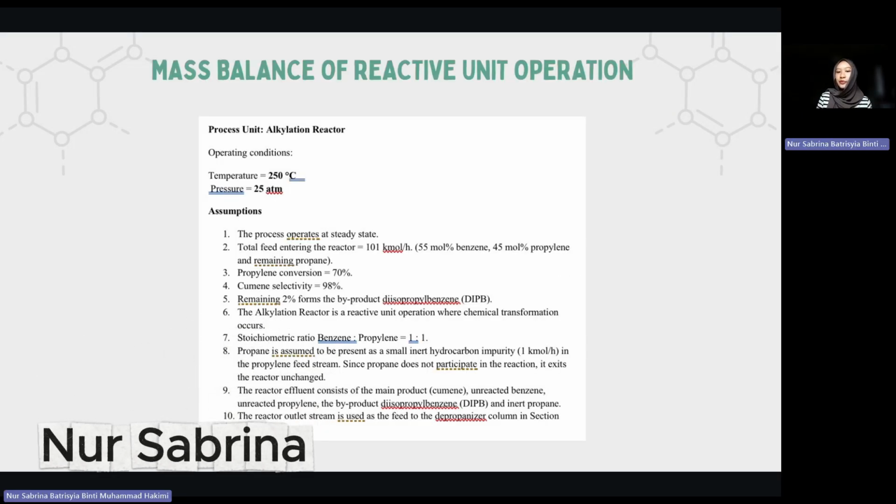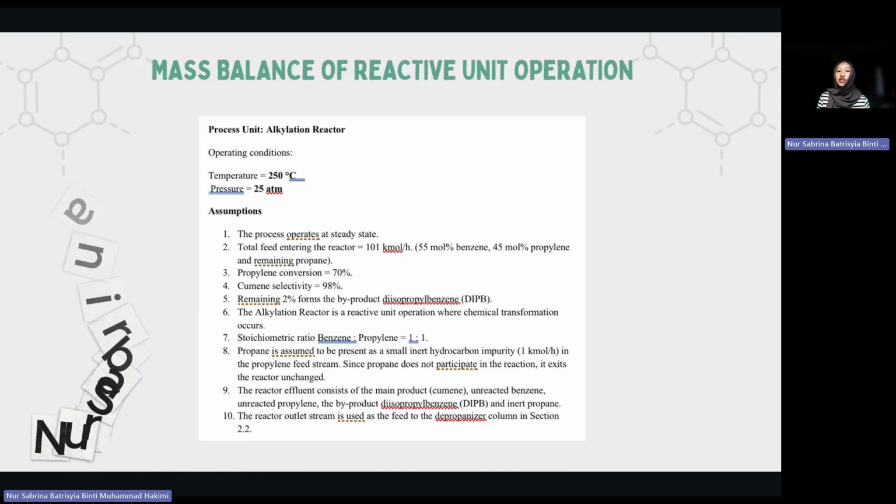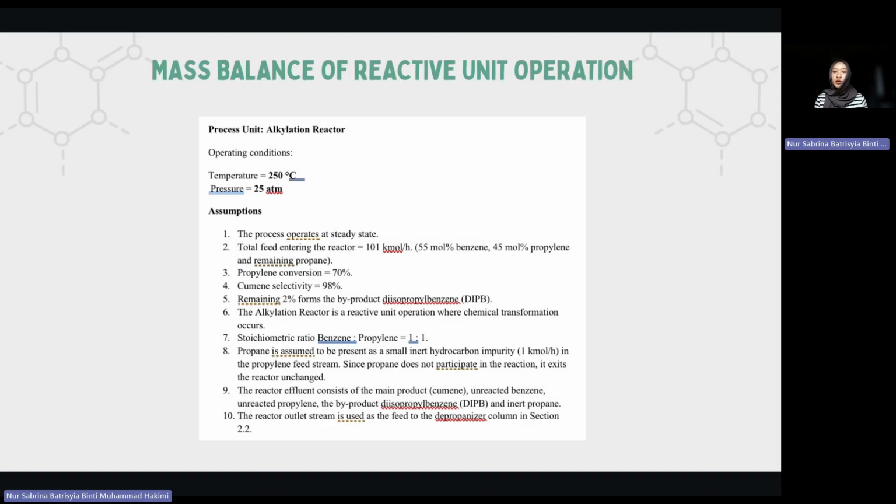Hello, in this section, I will explain the mass and energy balance of the alkylation reactor used in the cumene production process. So the reactor operates at 250 degrees Celsius and 25 atm, where benzene reacts with propylene to produce cumene as the main product. So several assumptions were made to simplify the analysis. So the reactor is assumed to operate at steady state, meaning there is no accumulation of mass in the system.